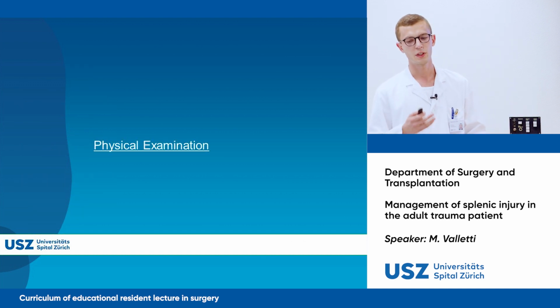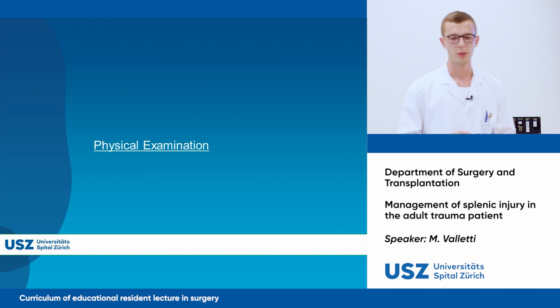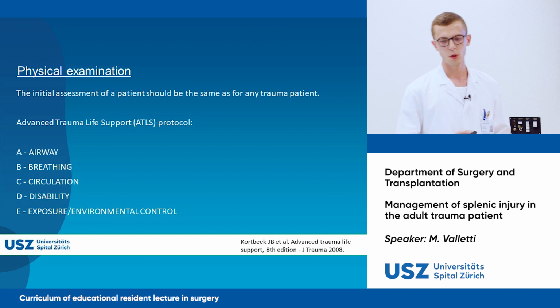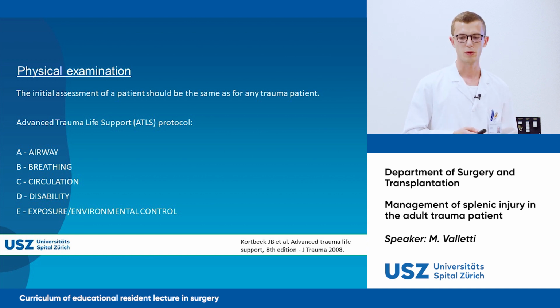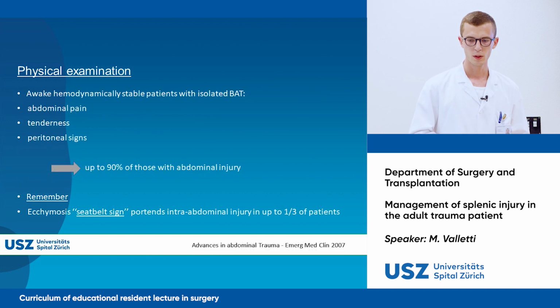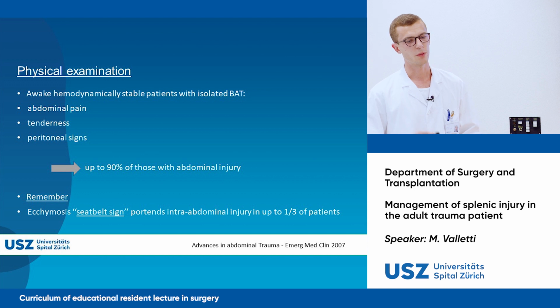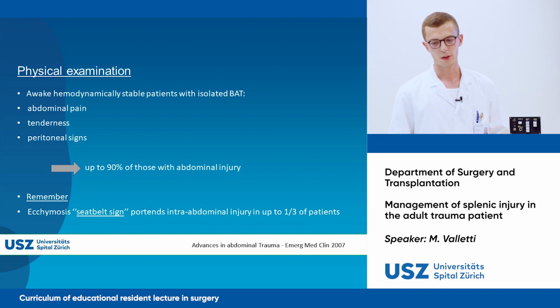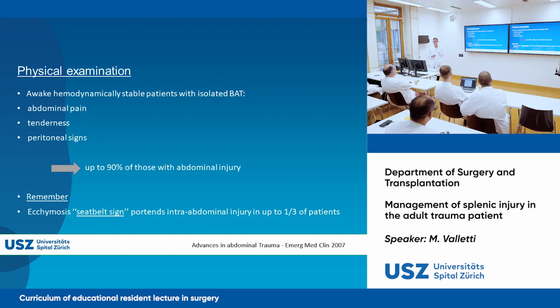Physical examination is an essential tool in the assessment of patients with abdominal trauma, starting with the ABCDE flowchart as the Advanced Trauma Life Support protocol suggests in every patient. In up to 90% of the patients with abdominal injury, we find abdominal pain, tenderness, and peritoneal signs. And remember that in up to one third of patients, the seatbelt sign after a car accident can predict an intra-abdominal injury.